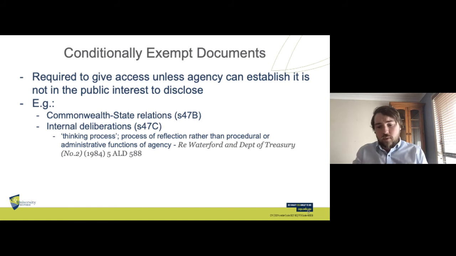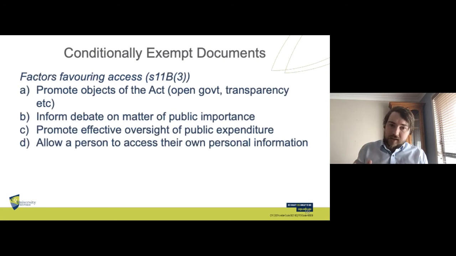So what are some of those reasons? Section 11B lists some of the factors that would favour access. So factors that would weigh on the side of the agency having to disclose that information. And so those are quite broad, promoting the objects of the Act. So coming back to those ideas of open government and transparency. If the document would inform debate on a matter of public importance, it should generally be disclosed as well.